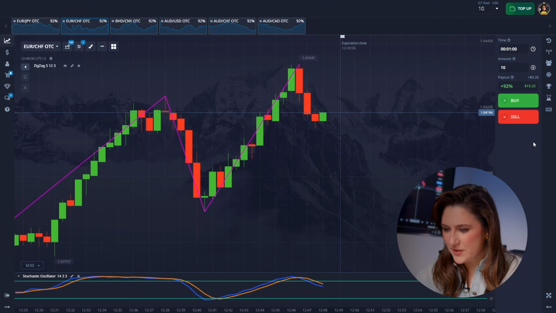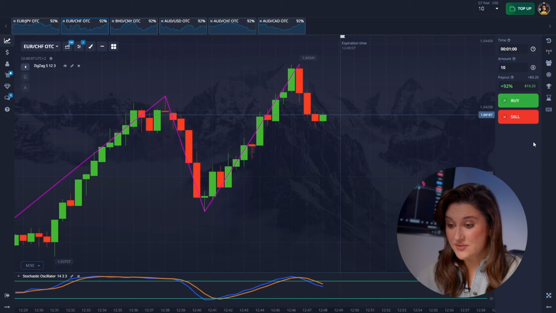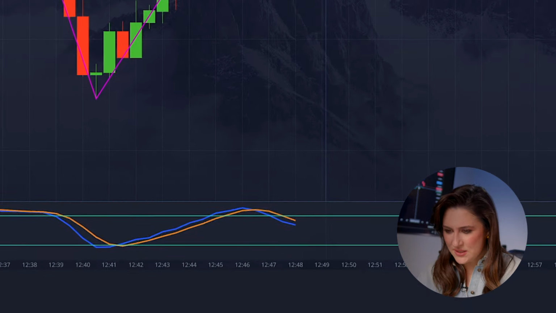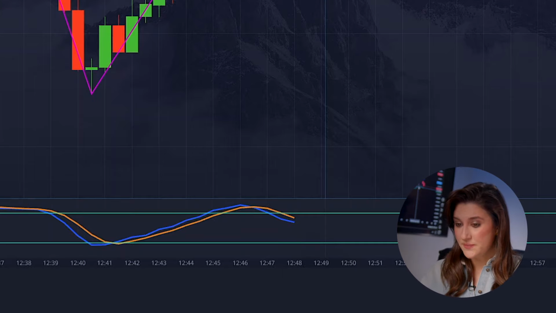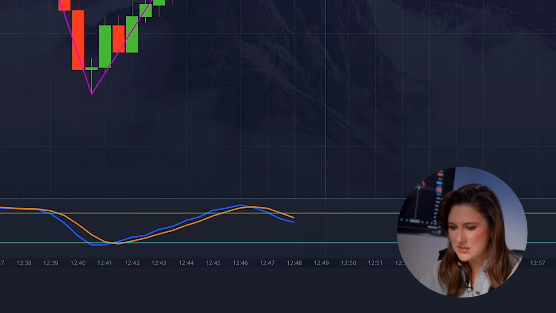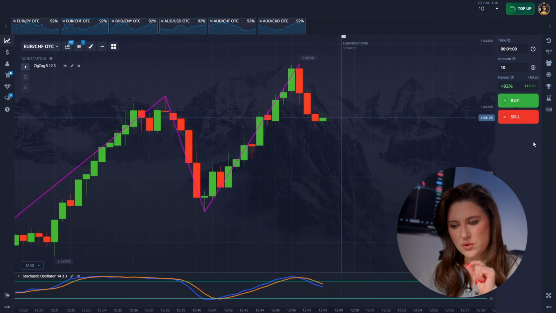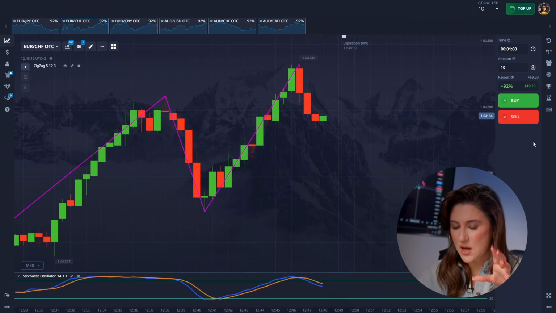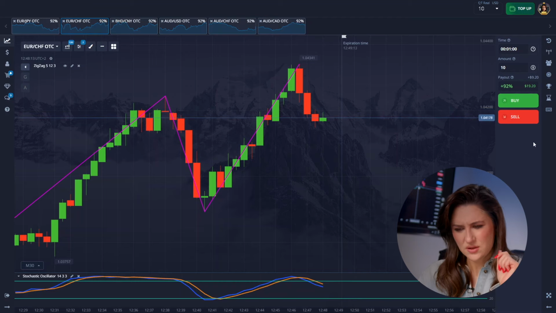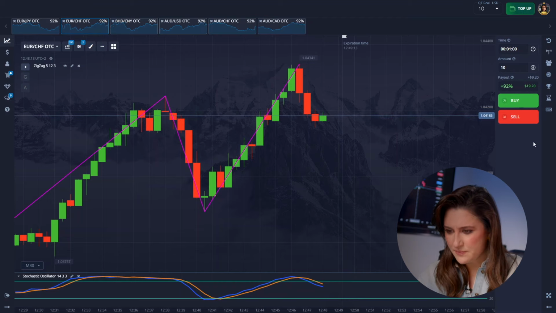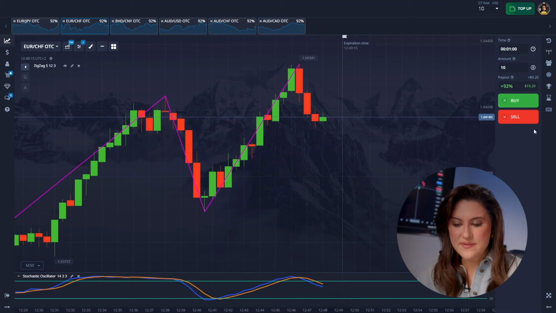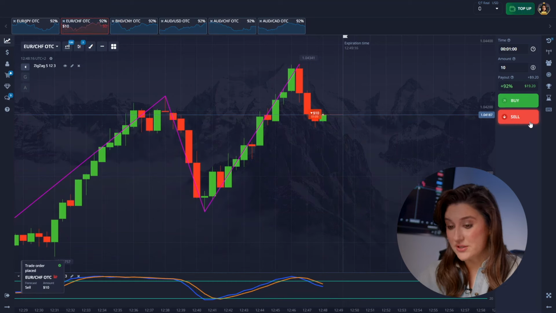Looking at the first pair, I noticed that after a climb, there has been a gradual weakening. One of the indicators suggests a trend reversal. The lines have crossed and are now moving downward. Plus, the chart shows a downward move that overtook the previous upward leg, often an early sign of a sentiment shift. Based on these factors, I decided to go short.